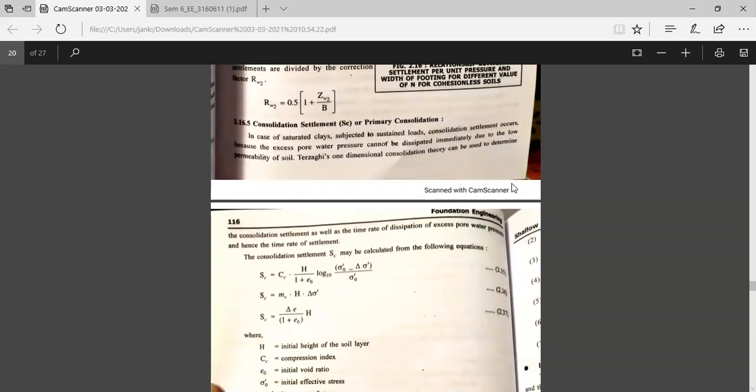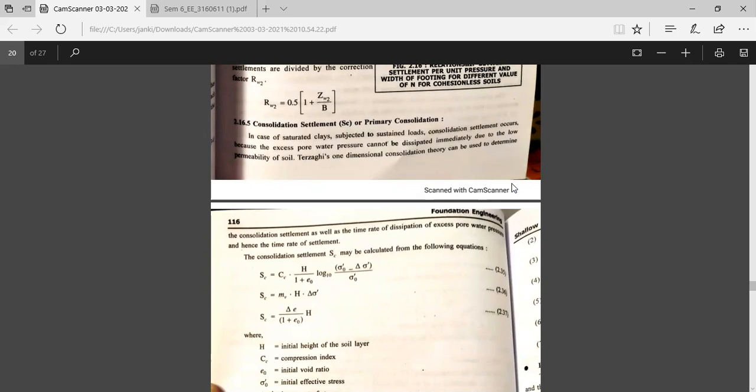Consolidation settlement SC, or primary consolidation. In the case of saturated clay subjected to sustained loads, consolidation settlement occurs because the excess pore water pressure cannot be dissipated immediately due to the low permeability of the soil. So Terzaghi's one-dimensional consolidation theory can be used to determine the consolidation settlements as well as the time rate of dissipation of excess pore water pressure, and hence the time rate of settlement.